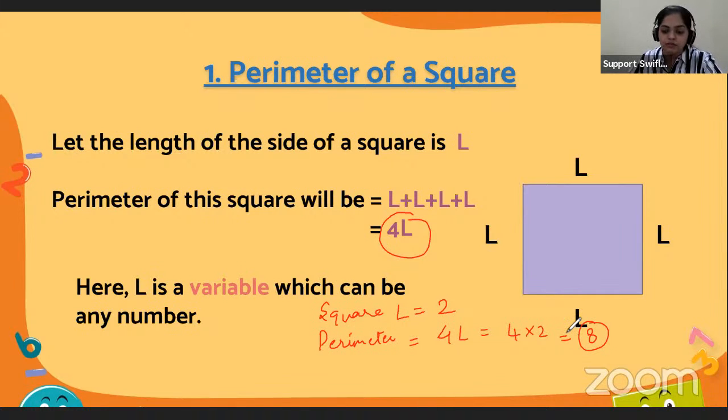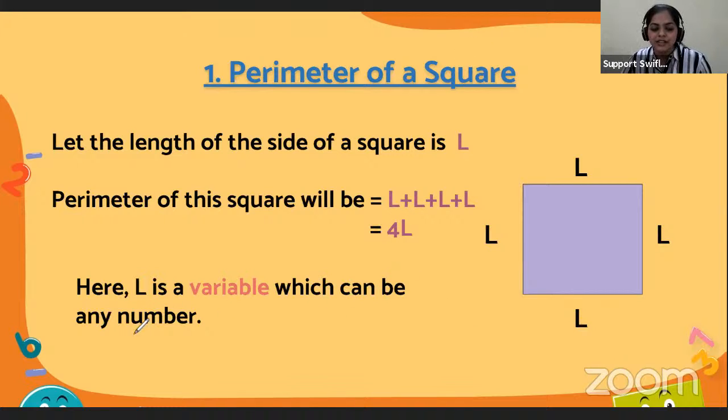Actually, I got the answer from one of your side. One student answered 8. Great. So what will be the perimeter of the square having side 2? Its value is 8. Likewise, we can take any value of L and get the answer for the perimeter. All right, I think now you understood.